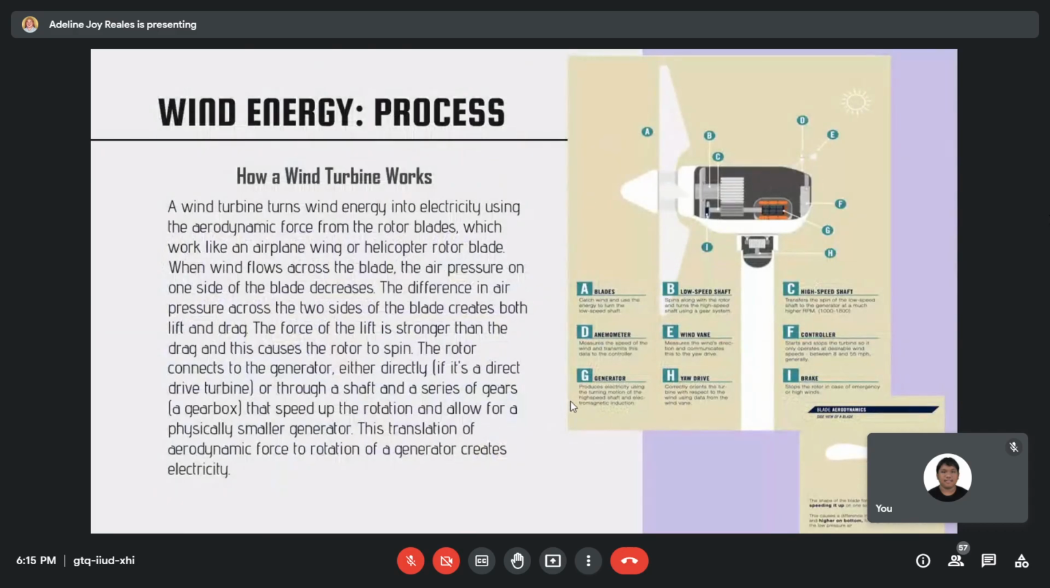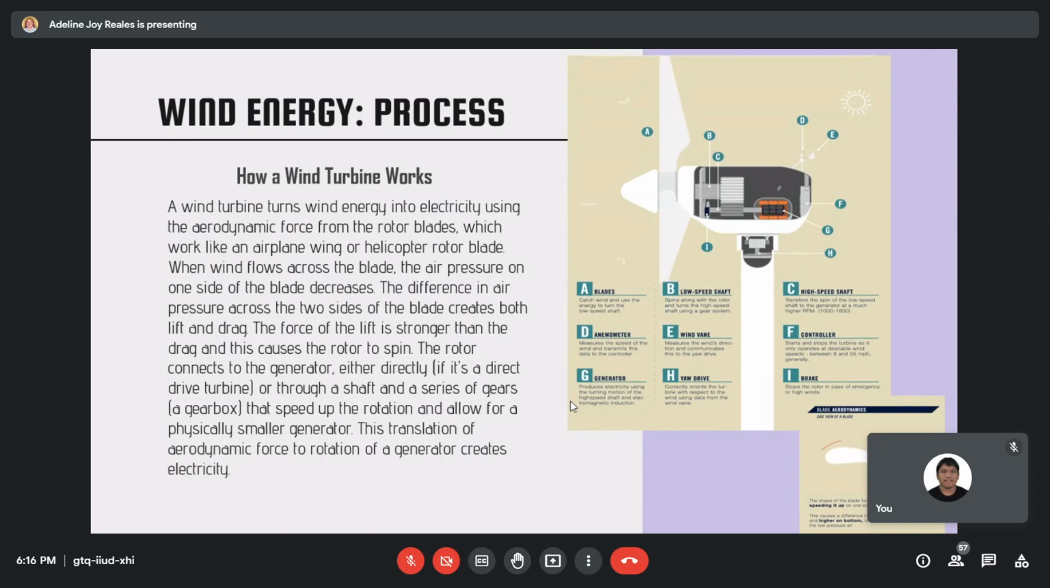So how does a wind turbine work? At the right side of your screen, you can see an animation of how a wind turbine works as well as its parts or components. So a wind turbine turns wind energy into electricity using the aerodynamic force from the rotor blades, which work like an airplane wing or helicopter rotor blade. When wind flows across the blade, the air pressure on one side of the blade decreases. The difference in air pressure across the two sides of the blade creates both lift and drag.